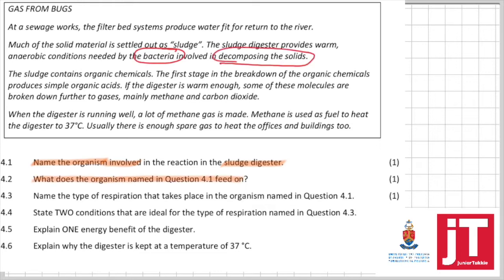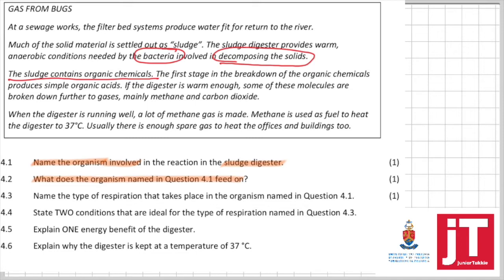And what are we looking at? Bacteria. What does the organism named in 4.1 feed on? The decomposing solids, but more importantly, I could say the organic chemicals that are found in these decomposing solids. So the organism named in 4.1, the bacteria, feed on the organic chemicals, the decomposing solids, or the waste in the sludge digester.